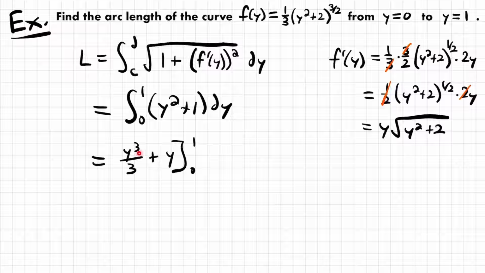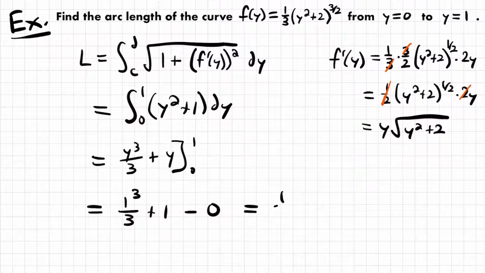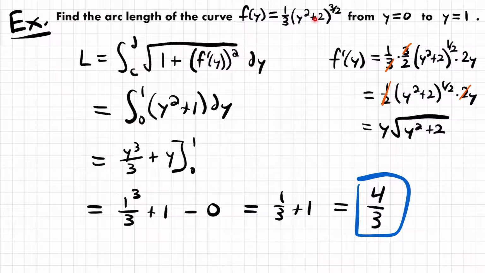Okay, and so now we can evaluate this expression at 1 and subtract the evaluation at 0. So this will be equal to 1 cubed divided by 3 plus 1 minus 0 plugged into y cubed divided by 3. That's just 0, and then plus 0 is still 0, so we're just going to be subtracting 0. And so this is equal to 1/3 plus 1, which is equal to 4/3. And 4/3 is the arc length of our function from y equals 0 to y equals 1.